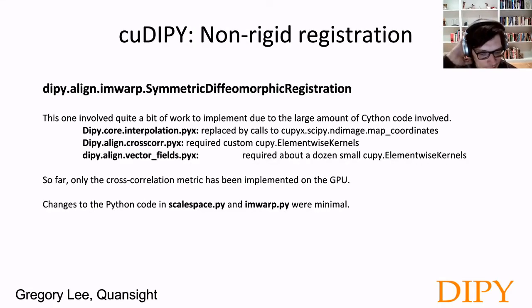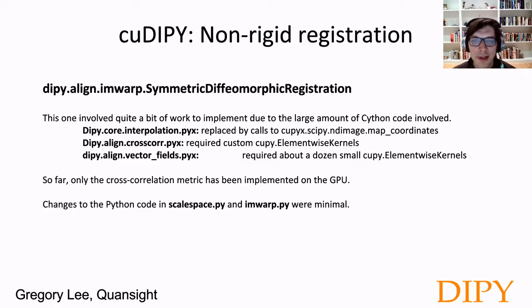The last case I'm going to look at in DIPY is a non-rigid registration using the SyN algorithm. This is an algorithm that was popularized in the ANTs library, of which DIPY contains a Python implementation. This one was the most work out of the ones that were implemented, just because there was a lot of separate Python code used for this to do interpolation, cross-correlation, and various vector field operations.